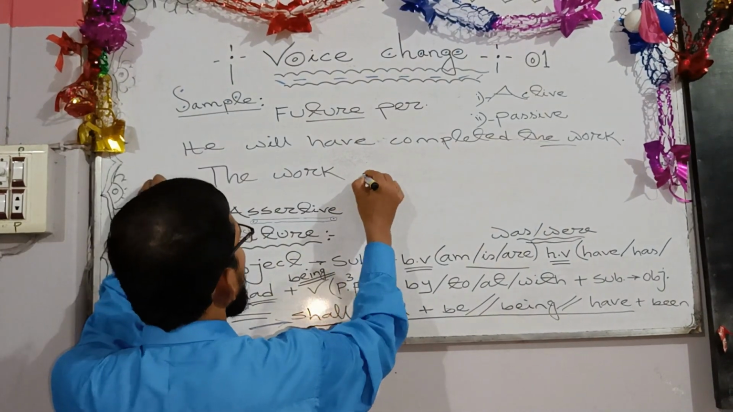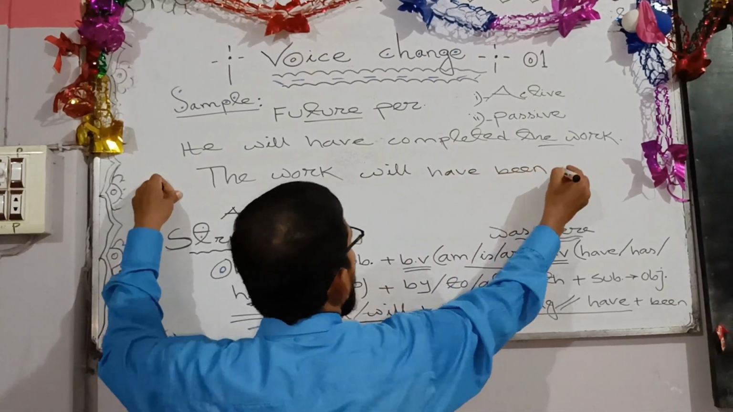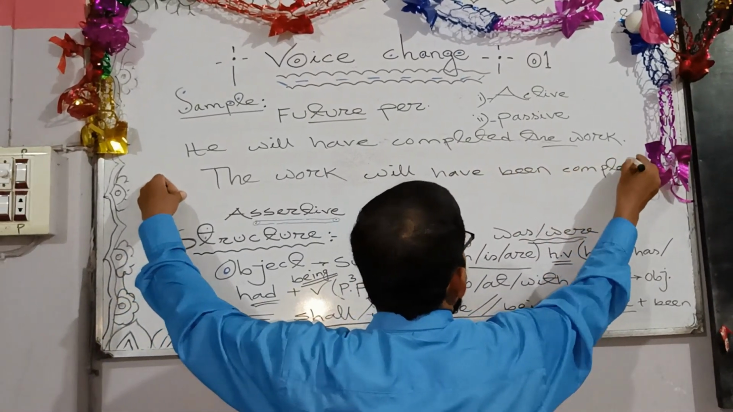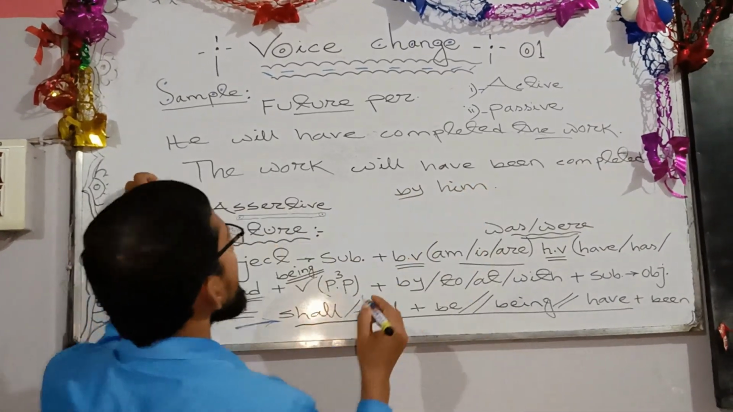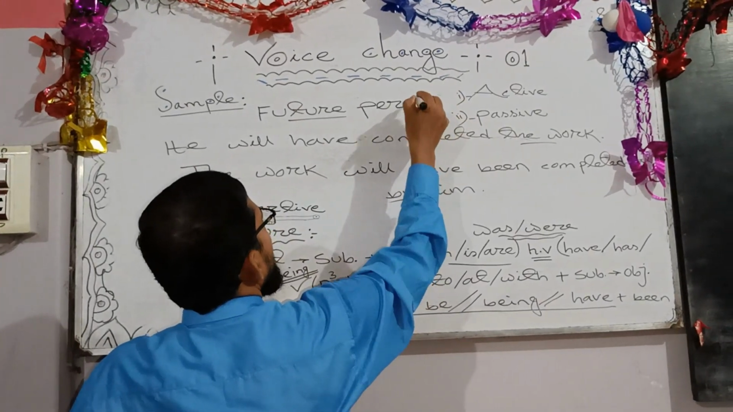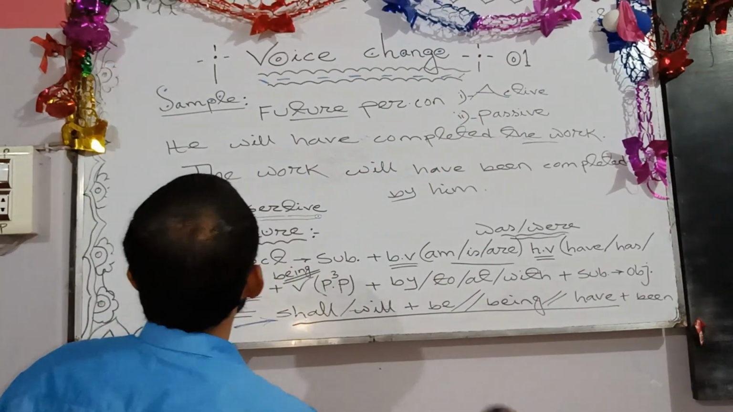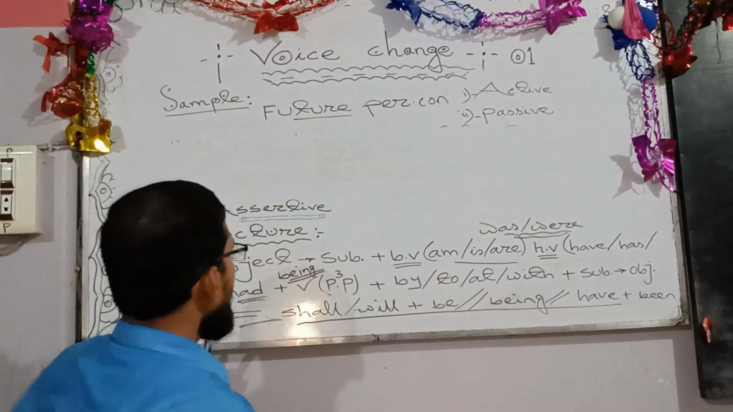The work will have been completed by him. Clear? What is next? Future perfect continuous tense. Future perfect continuous tense means continuous means gerund. Okay. Assertive sentence.